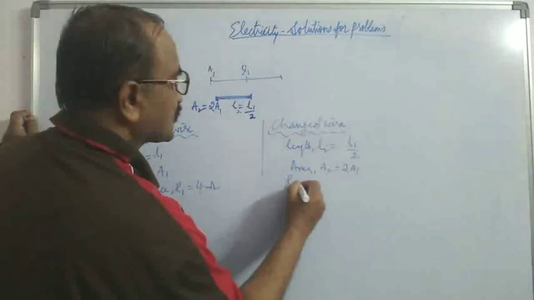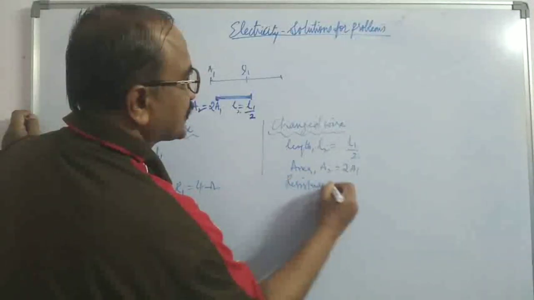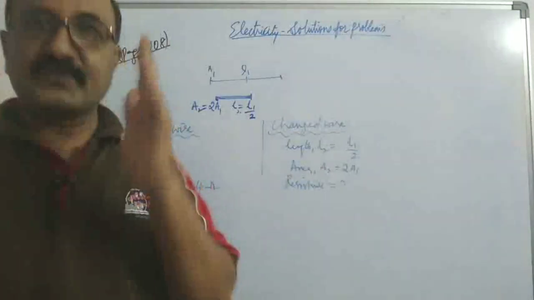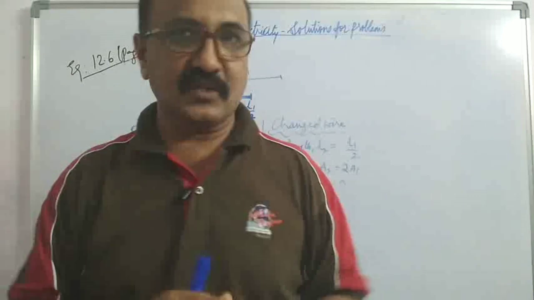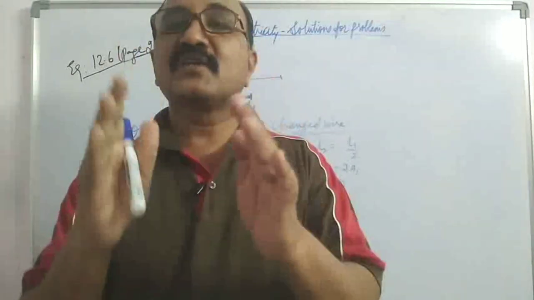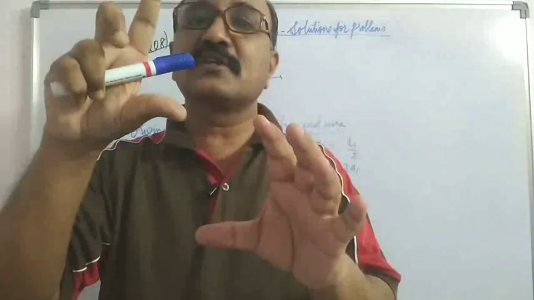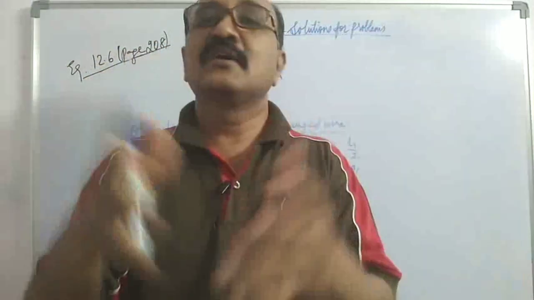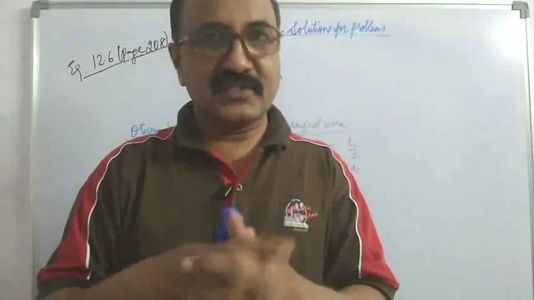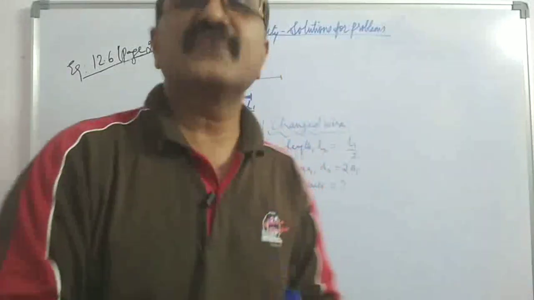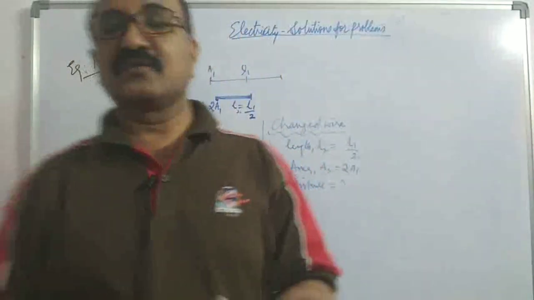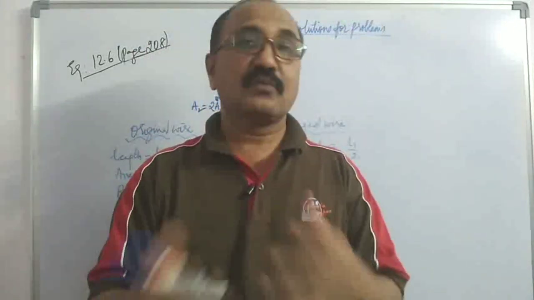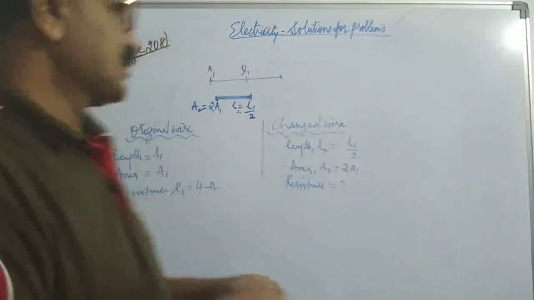Now the resistance, so you calculate what the resistance is. What happened to the resistance? Children, as the length is decreasing, resistance should decrease. And as the area of cross section is increasing, resistance should decrease. So children, length decreases, resistance decreases; area of cross section increases, resistance decreases. So that is the relation.